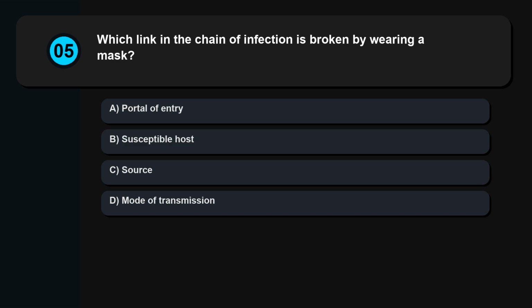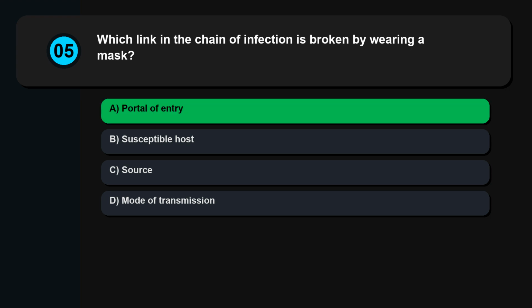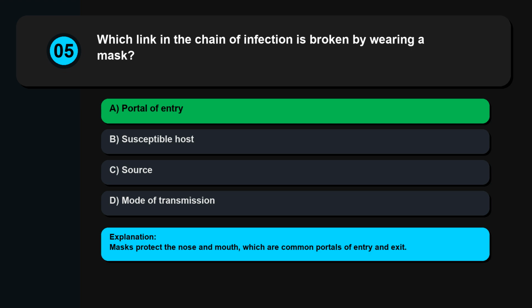Question 5. Which link in the chain of infection is broken by wearing a mask? Portal of entry, susceptible host, source, or mode of transmission. Masks protect the nose and mouth, which are common portals of entry and exit.